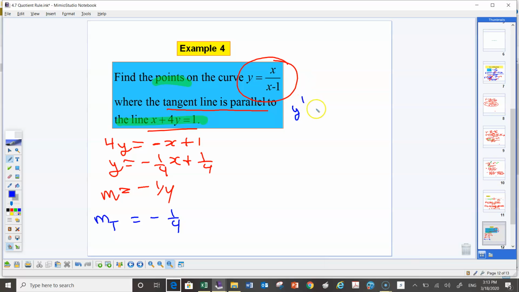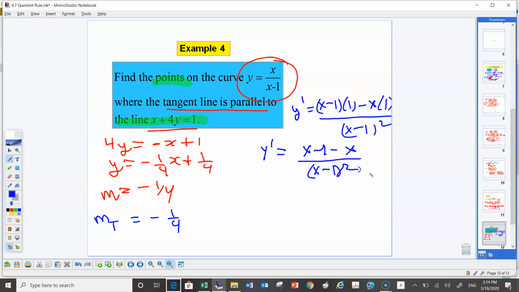So if I take the derivative, y prime is going to be the bottom times the derivative of the top, minus the top times the derivative of the bottom, which is supposed to be a 1, all divided by the denominator squared. So it's the bottom times the derivative of the top minus the top times the derivative of the bottom, all over the bottom squared. And if I simplify this, when I distribute the 1, I end up getting x minus 1 minus x over x minus 1 squared. And if I collect like terms, I end up getting negative 1 over x minus 1 squared. So there's my derivative. And my derivative represents the slope of my tangent line.